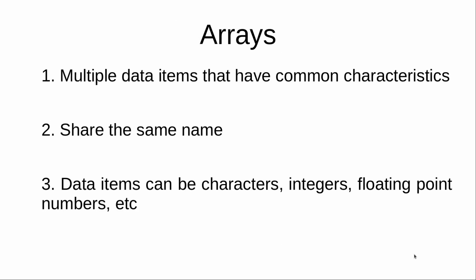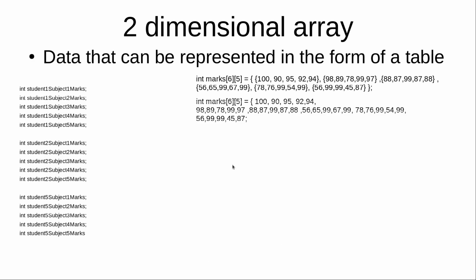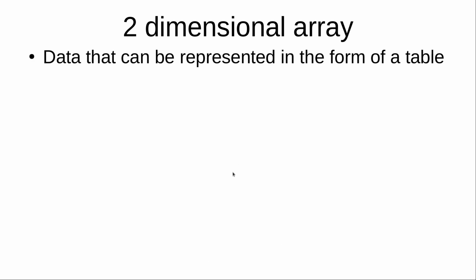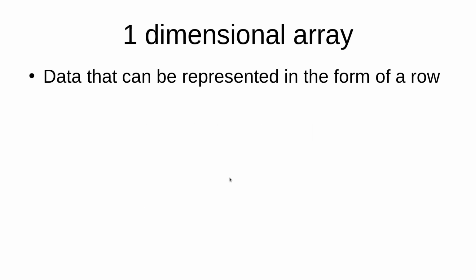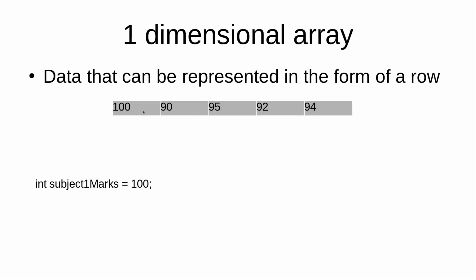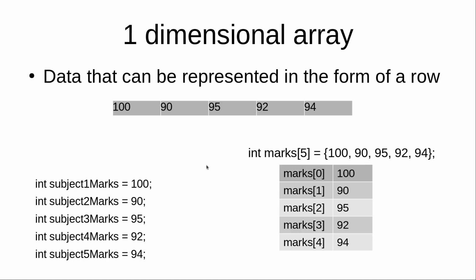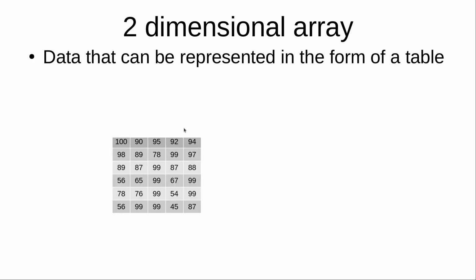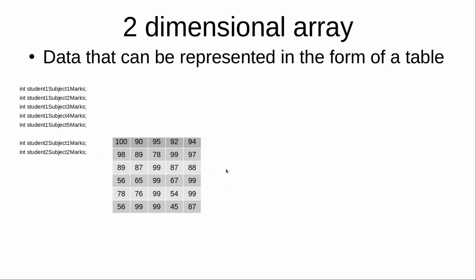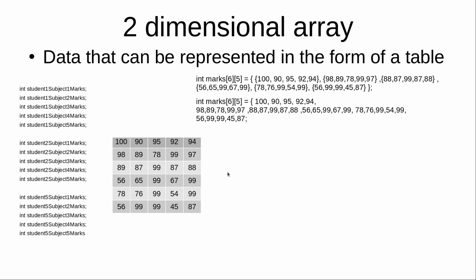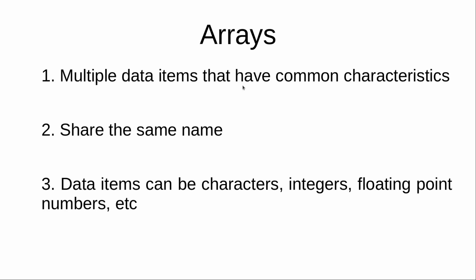Okay, so what have you understood about arrays from these two examples? Multiple data items that have common characteristics. In the first example, we have this marks, and all these are integers. In the second case, again we have integers. So that is what has been written in the first point. There are multiple data items that have common characteristics and they share the same name.